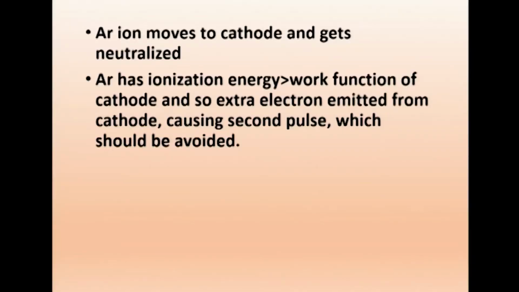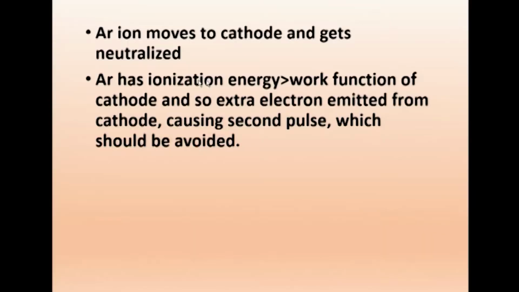Now, this ionization energy of argon is a larger energy, greater than the work function. Then what will happen? It will go and strike and produce another electron, which will be creating more confusion. So, as argon has ionization potential energy greater than the work function of the cathode, when it goes and hits the cathode, extra electrons are produced, and the extra electron emitted from the cathode causes a second pulse, which should be avoided. Why should it be avoided?